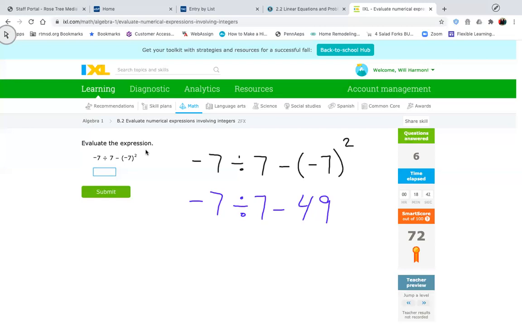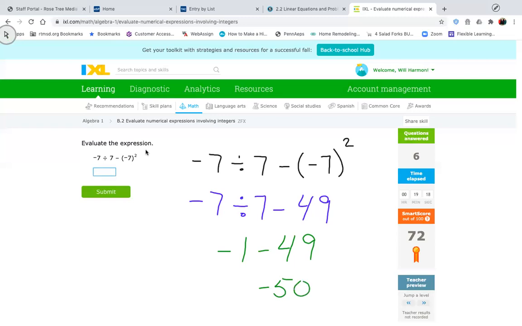No, you do, Louie. So think of, please excuse my dear Aunt Sally. Does division come before subtraction? Yes. So what is negative 7 divided by 7? Negative 7 divided by 7 is negative 1. Now, Louie, what is negative 1 minus 49? Negative 50. Perfect.